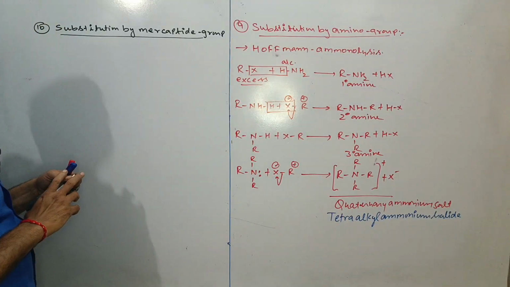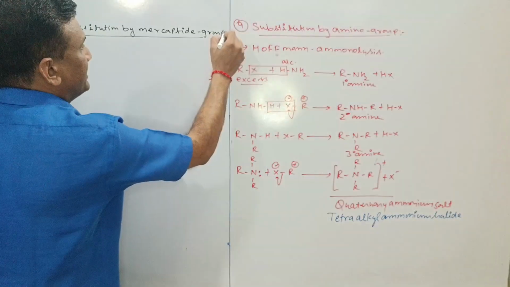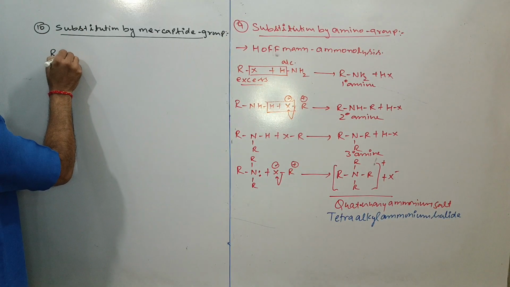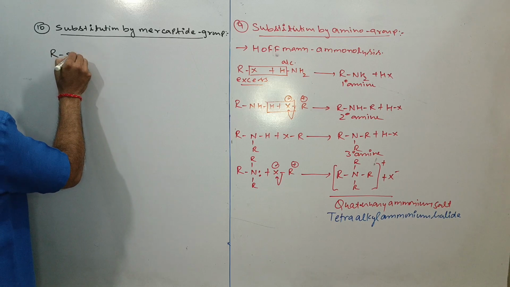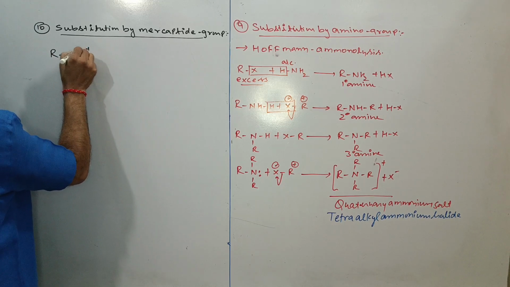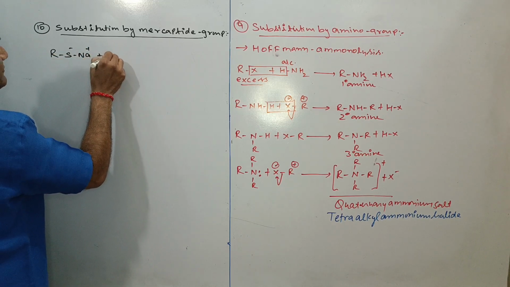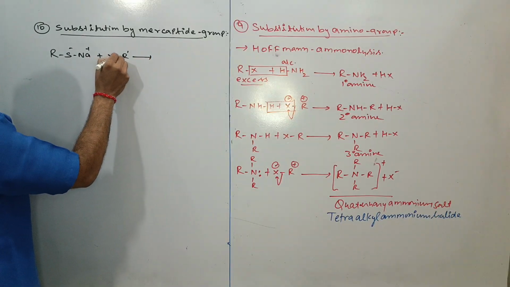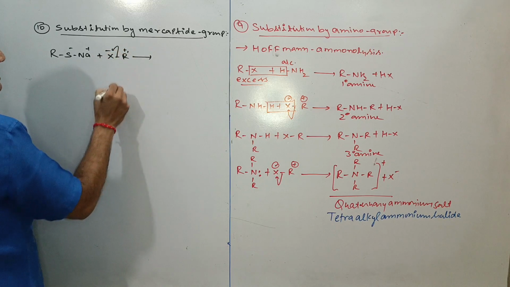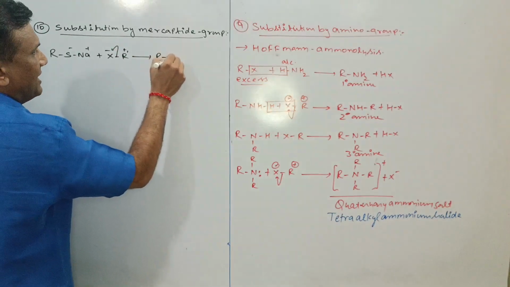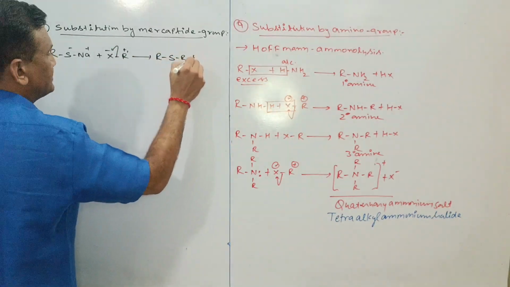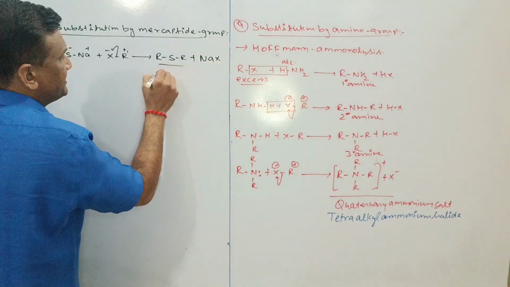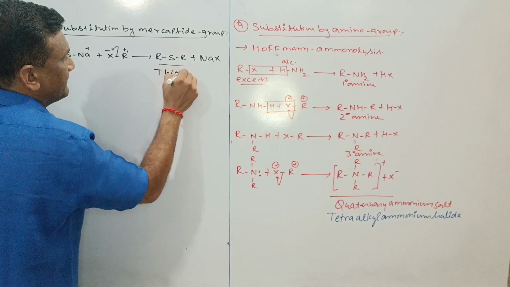If we go with substitution by mercaptide group, then here we can use the sodium salt of thioalcohol, like this, plus and minus. Here we can use alkyl halide, and the electronegativity of X is greater than R. So here will be the formation of RSR plus NaX. So here will be the formation of thioether.